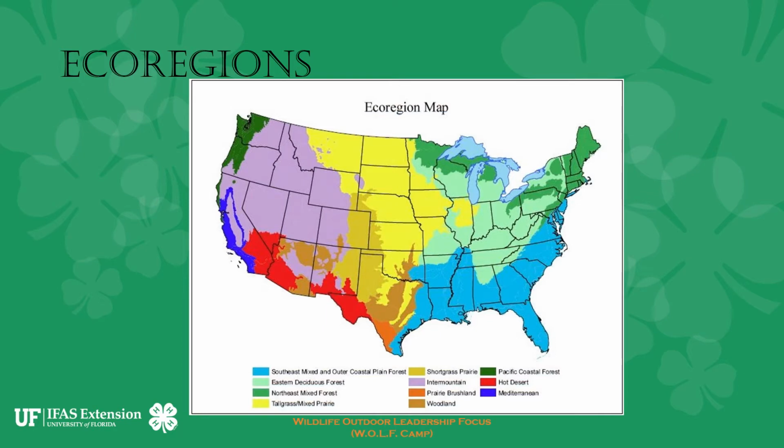For example, I grew up in the eastern deciduous forest before moving here and becoming a 4-H agent for the University of Florida IFAS, and I see many of the same trees, plants, and wildlife that I've seen back home. So, let's take a look.